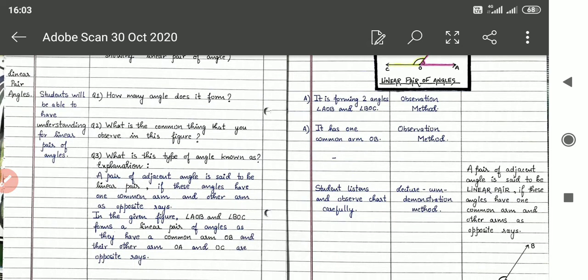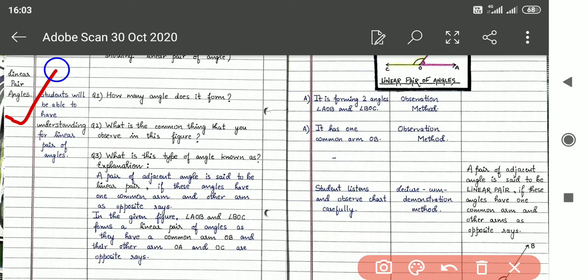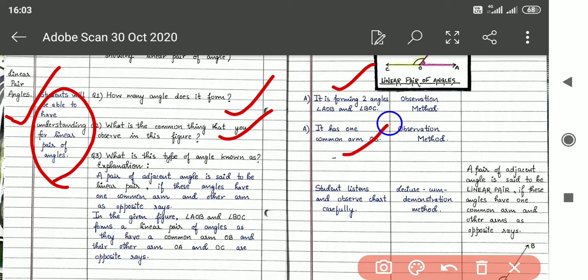The next teaching point taken here is linear pair of angles. Again, the EBO, whatever you expect after the teaching, is written here, the expected behavior outcome. The pupil teacher asks certain questions. The students are able to answer. You can see they are answered. And now the third question, what is this type of angle known as?